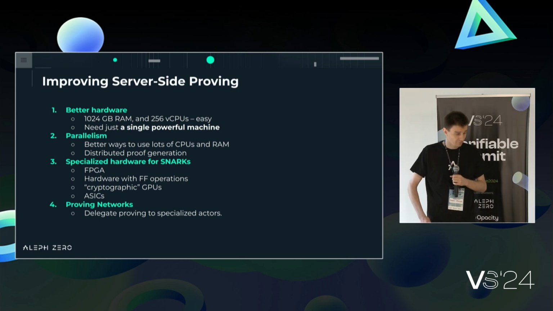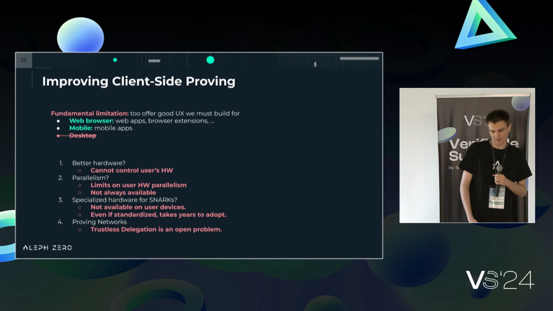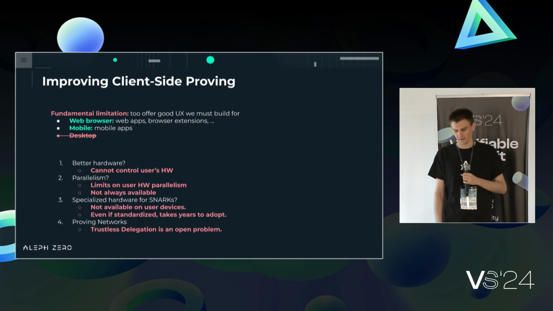Great. So now the question is, can we do the same for privacy applications, for when the proof needs to be generated on the client side? And this is maybe not looking so good. First of all, there is this fundamental limitation that if we build products for end users, then we cannot really offer them desktop applications, because that's not something that happens in crypto. In crypto, if you launch a product, then you interact with this product through your browser, so you have extensions in your browser, you have web apps, you typically connect your wallet to the web app, and that's how you use it.